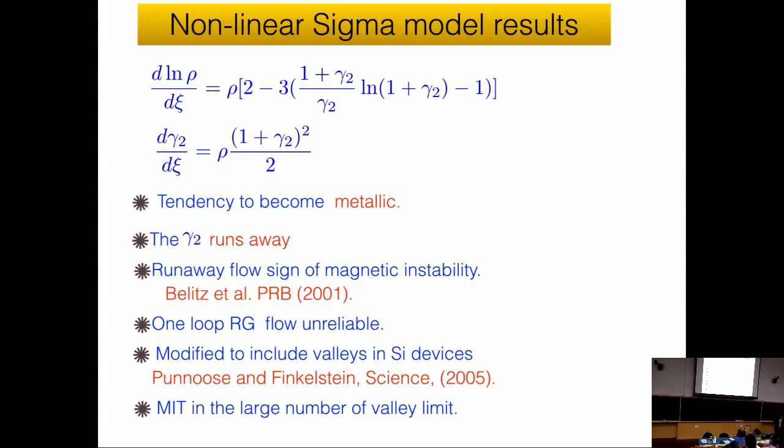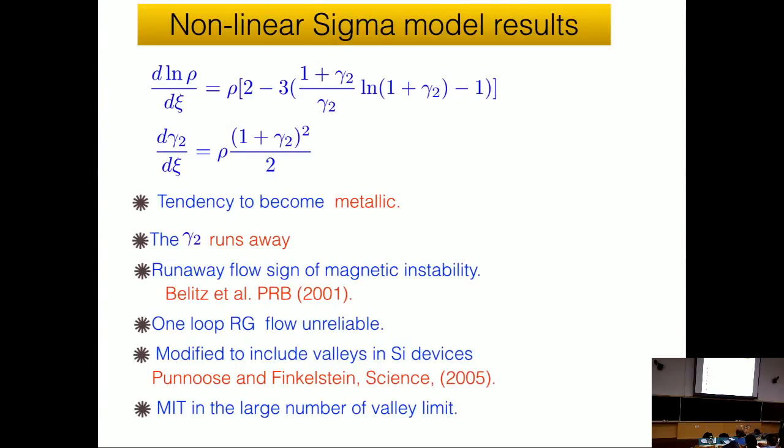Okay. Later on, this runaway flow of gamma 2 was essentially interpreted as having to do with the itinerant ferromagnetic susceptibility diverging. The runaway gamma 2 essentially had to do with an instability towards an itinerant ferromagnetic state. That is how it was reinterpreted.